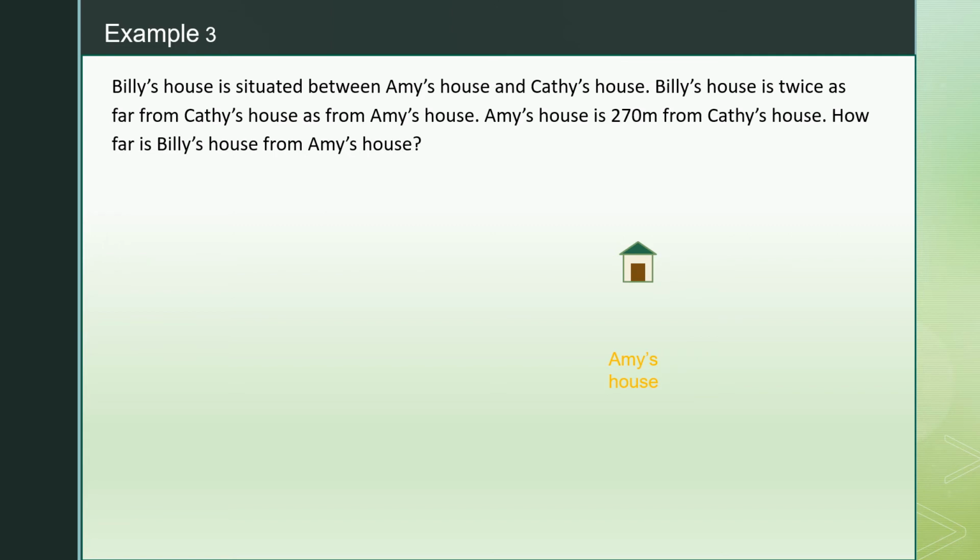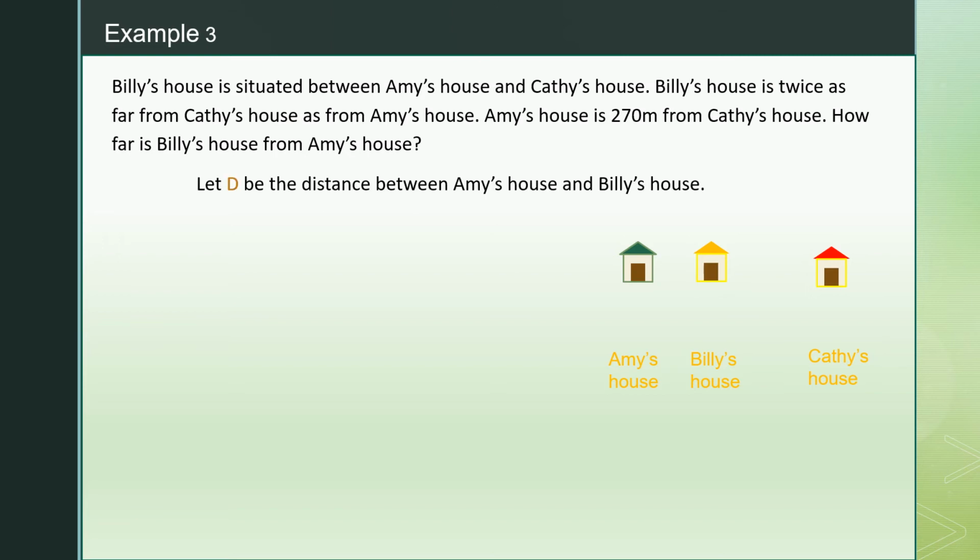This is Amy's house, Billy's house, Kathy's house. Billy's house is situated between Amy's house and Kathy's house. Let D be the distance between Amy's house and Billy's house. Billy's house is twice as far from Kathy's house as from Amy's house. Amy's house is 270 meters from Kathy's house.